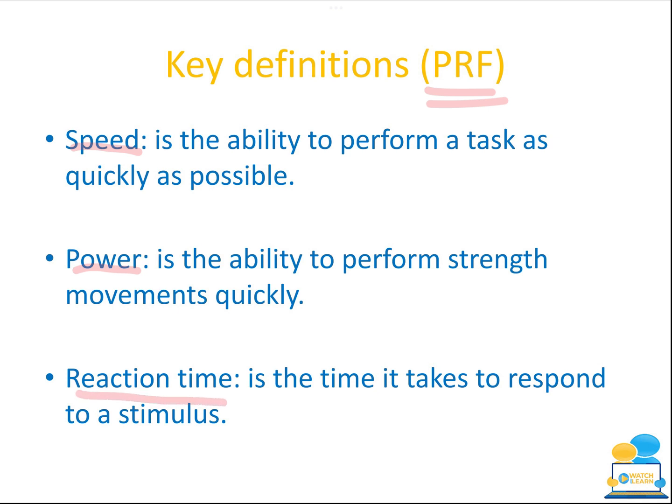So going back to power, the ability to perform strength movements quickly. So maybe in weightlifting, for example, if you are doing a clean and jerk, the athlete would need a huge amount of power, because not only do they need the strength to lift the weight, but they need to do it quickly to get into the right position and technique. A power athlete like a sprinter, again, would need a lot of strength as well as being able to move quickly. Reaction time, again in sprinting, is the time it takes to respond to a stimulus. So as soon as the gun goes off, the athlete needs to respond to the stimulus, which is the gun, and to get moving.